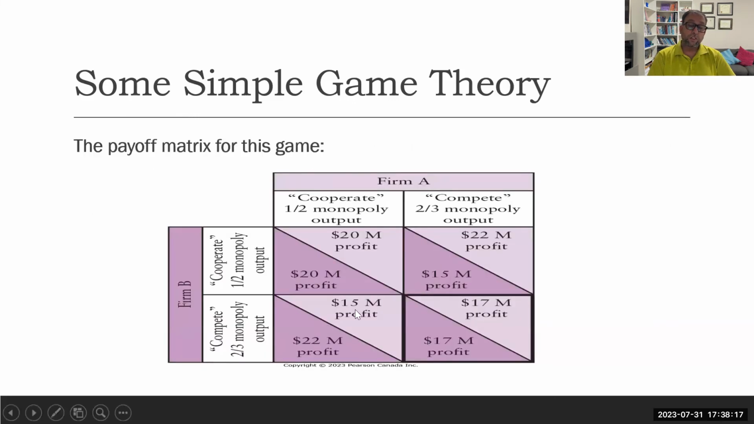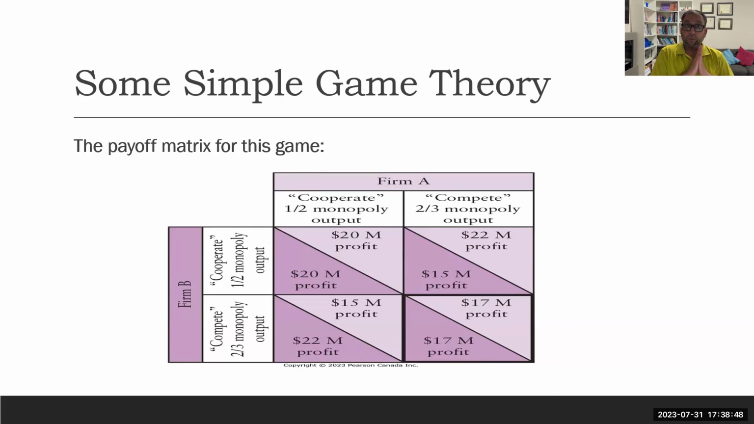So same is the case here, but in a reverse position, like firm A is cooperating and firm B is competing. The profits are 15 million for the one who is cooperating, and 22 million for the firm who is competing. And if both are competing, they are getting 17 million. Now, if you look at this matrix, the first response is that both the firms are going to compete.